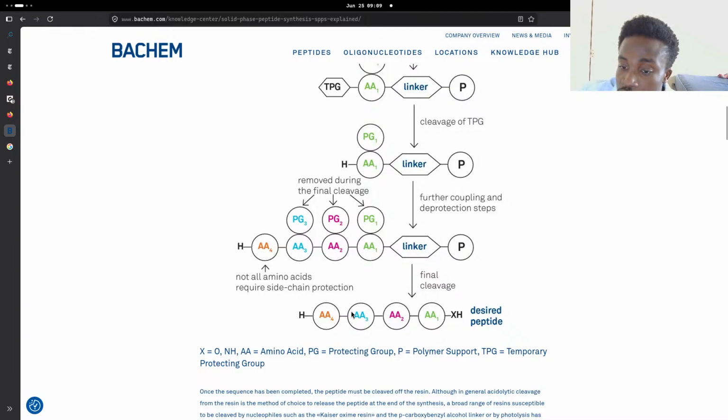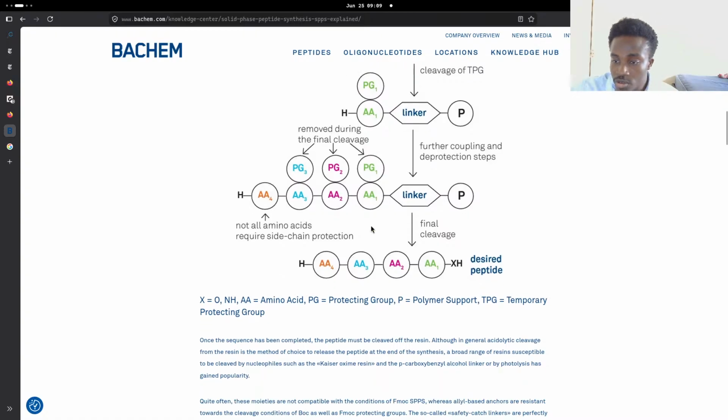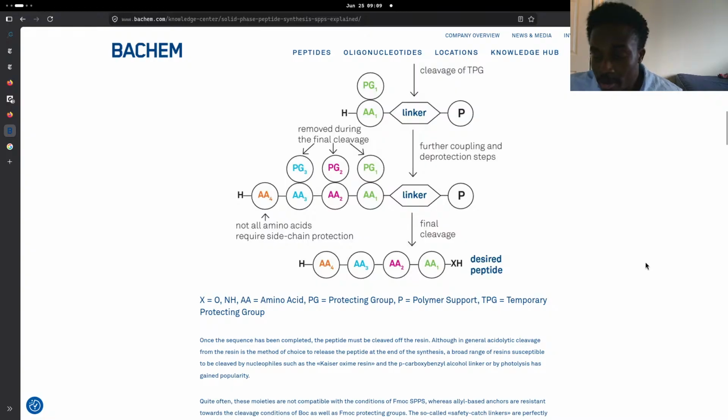This does global deprotection, where we not only remove the linker and the resin here, right? We also remove the protecting groups, like the Boc, trityl, and other groups. And then once we're done, we have our peptide.